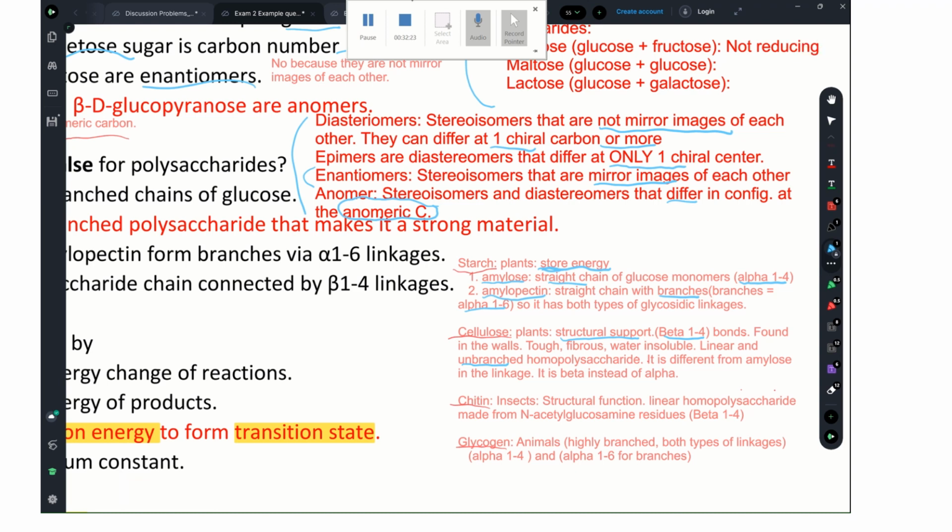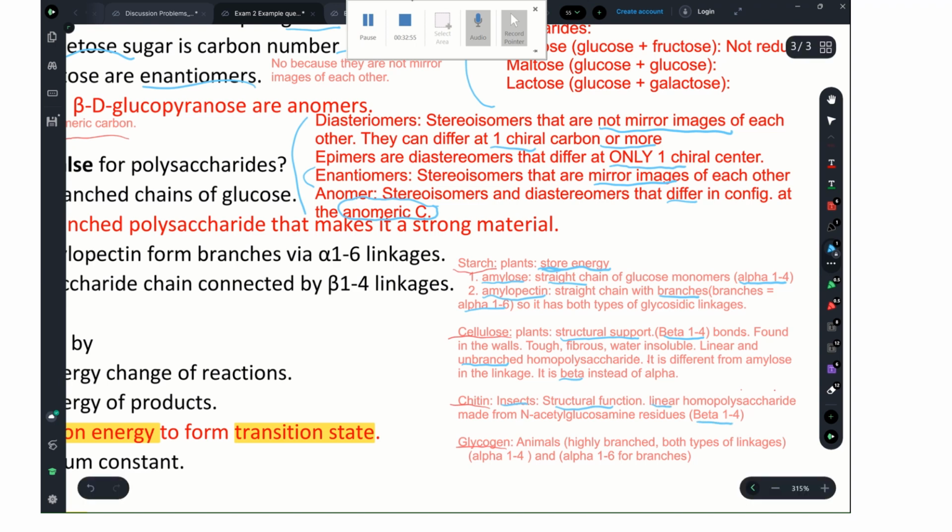They're homopolysaccharides. It is different from amylose in the linkage. It is beta instead of alpha. So if we go look at our amylose, it was basically the same, but it's alpha 1,4 linkages. And for cellulose, it's beta 1,4 linkages. So then we have chitin, and this is found in insects for structural functions. It's a linear homopolysaccharide made from N-acetylglucosamine residues that have a beta 1,4 linkage.